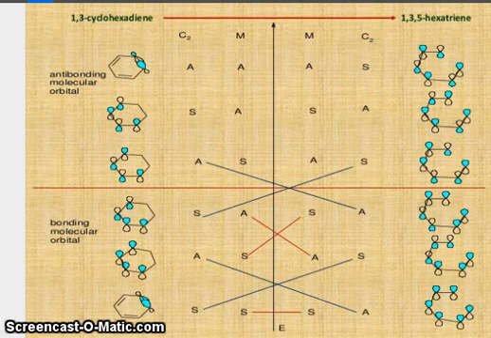So look at the bonding molecular orbitals and anti-bonding molecular orbitals of 1,3-cyclohexadiene and 1,3,5-hexatriene. With respect to C2: symmetric, antisymmetric, symmetric, antisymmetric, symmetric, antisymmetric, and the opposite in the case of the plane. Likewise in the plane: antisymmetric, symmetric, antisymmetric, symmetric, antisymmetric, symmetric. In the case of C2 it is the opposite.